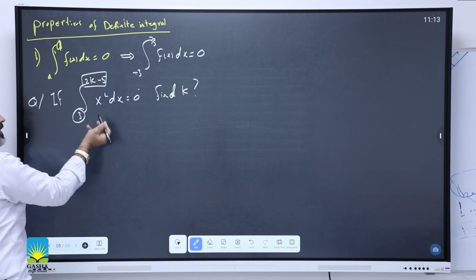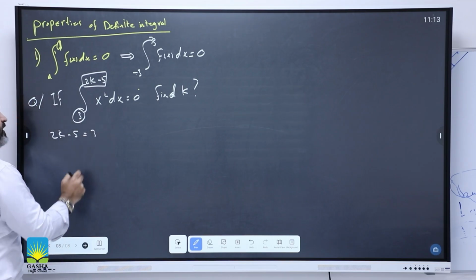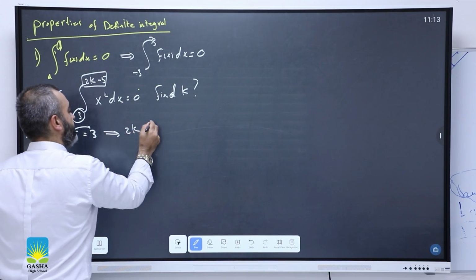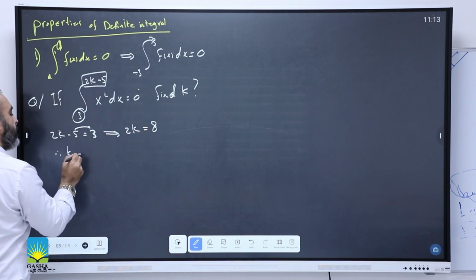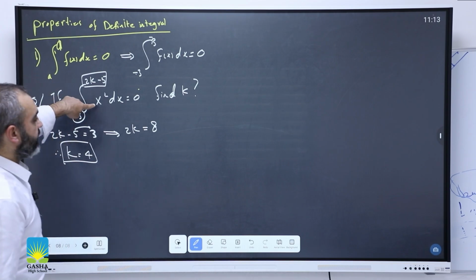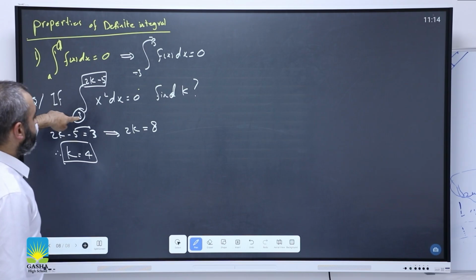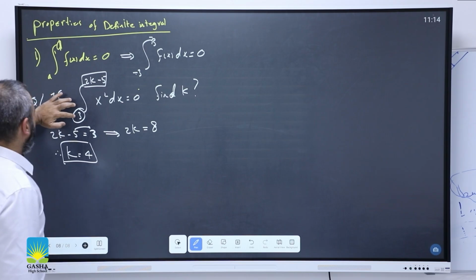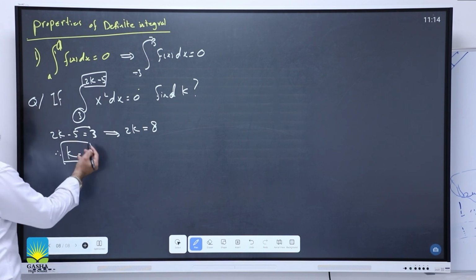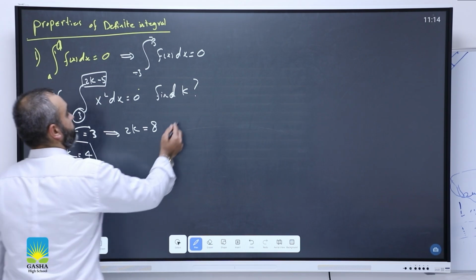Here must be 3. So 2k minus 5 equals 3. So 5 goes to the other side, 2k equals 8. So k equals 4. We cannot calculate the integral of x squared. We only note the interval here, 3 to 2k minus 5. So we write 2k minus 5 equals 3, and we find the number k.